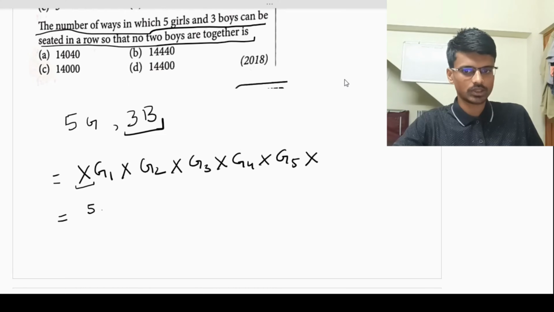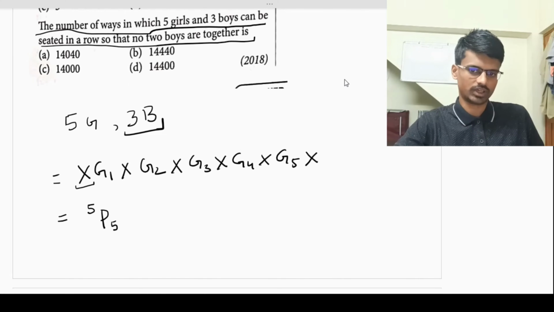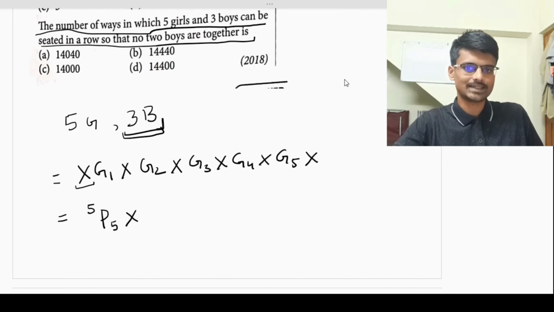I can directly use the permutation formula. I have got 5 girls. I am taking all the 5 girls, 5P5. Once that is done, I have to use the multiplication sign because both the events are dependent. Now, I have got only 3 boys. How many blank spots I have got? I have got 6 blank spots. In those 6 blank spots, I have to place these 3 boys.